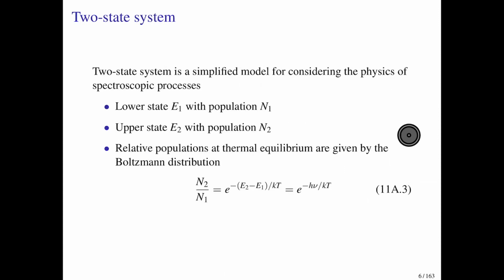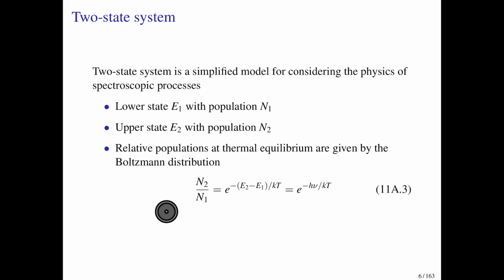Okay, on this slide, what I'm doing is introducing a basic model that we'll use. It's very simple. The two-state model is a simplified model for considering what happens in a spectroscopic process. So we have two energy levels, a lower energy level E1 and an upper energy level E2, and they have these populations. That means if you look at the whole population of molecules in your sample, N1 of them are in the lower state and N2 of them are in the upper state.